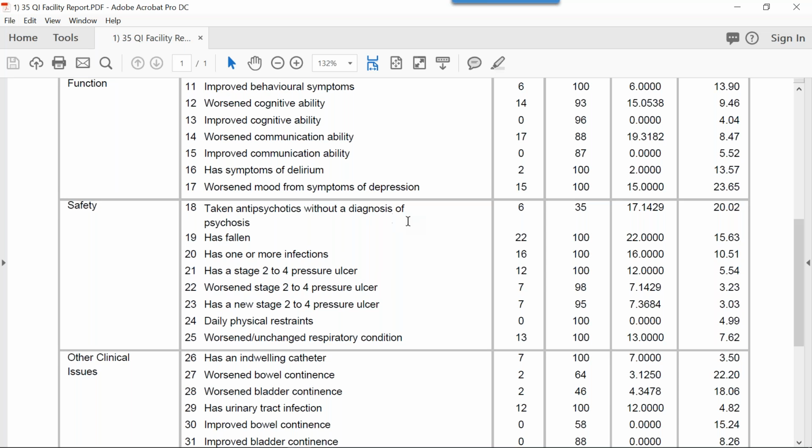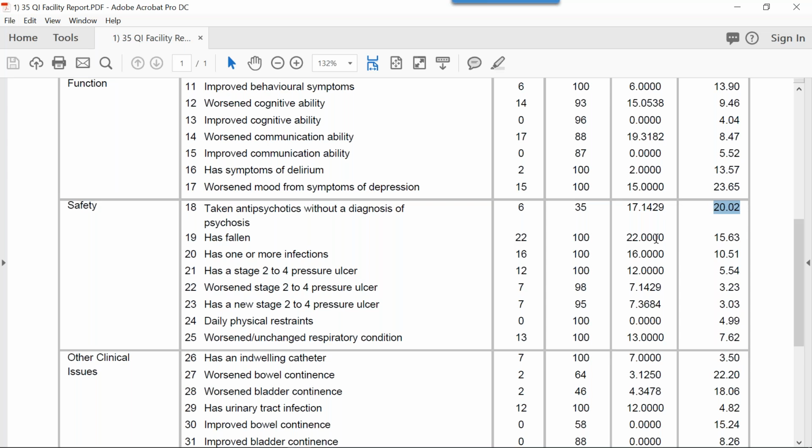Okay, let's look at antipsychotics. Remember, we're in quality now, not risk. I've got 6 out of 35. I have a 17% rate. The province had a 20% rate in Q2. I noticed that by Q4, the province is down to about 19%. So there's been a little drop in that as well, but I'm in good standing at 17%.